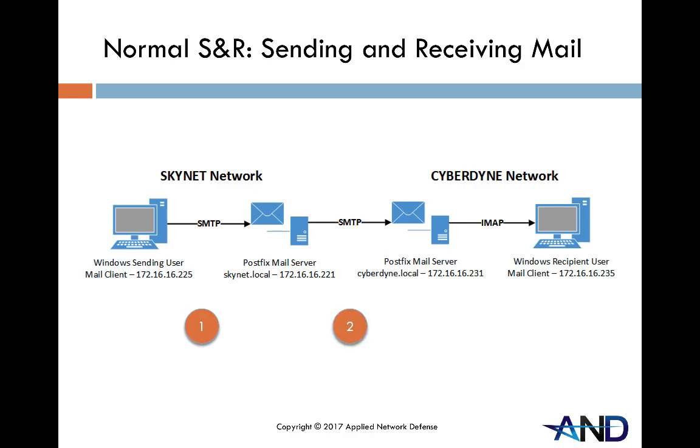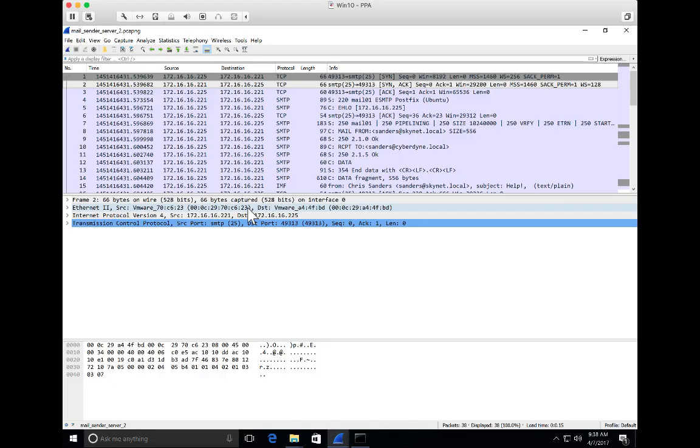So in this case, this is going to be step 2, and we're going to look at the packet capture taken from the postfix mail server for the Skynet network. Now we're looking at mail sender server 2, which is the second packet captured in this case from the local mail server from the sender.